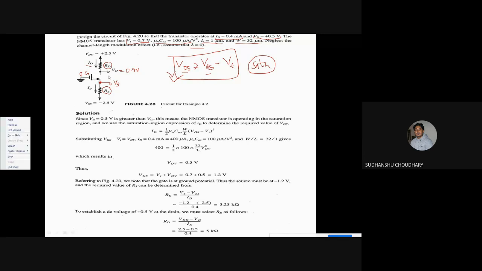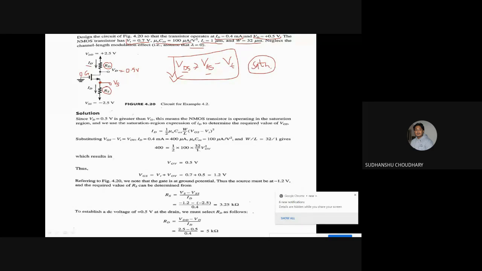This relation is true for this circuit, because VDS, that is VD minus VS, is greater than VG minus VS minus VT. So that means this situation is true, so the MOSFET is in the saturation region. If it is working in saturation region, then one can find out the drain current by using the drain current relation in saturation region.